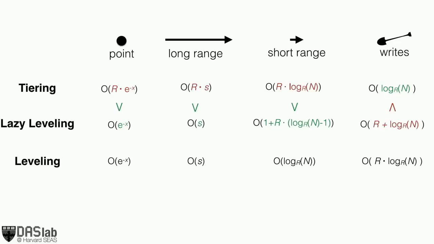We can also make the same comparison to a tiered LSM-tree. For a tiered LSM-tree, essentially all the reads are significantly worse, whereas writes are a little bit better, because with tiered LSM-trees you're not doing these merge operations at the largest level, so you don't have that plus O of R.